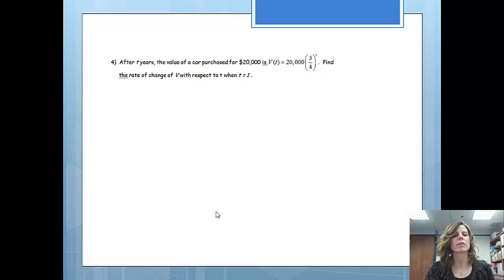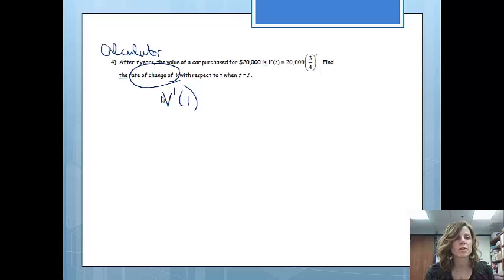After t years, the value of a car purchased for $20,000 is given by the formula v equals 20,000 times 3/4 to the t. Find the rate of change of v with respect to t when t equals 1. So if it's asking me for the rate of change of v, I know I'm looking for v prime, and I'm looking for it at 1. Now on this one, what's kind of nice is I'm going to let this be a calculator problem. So as long as I know I need to take the derivative at a certain spot, we can go ahead and use the Math 8 button to get there. I will use it just in case you would like to watch me use it, so get out your calculator if you would like to watch me do that.